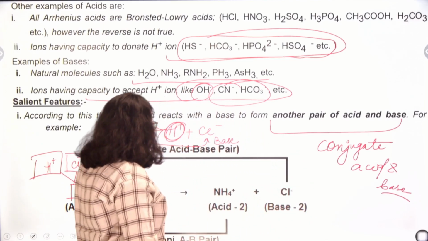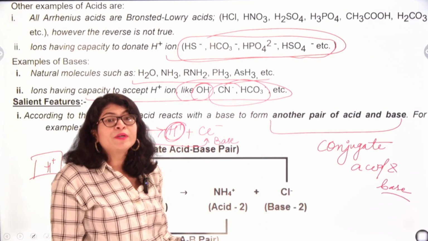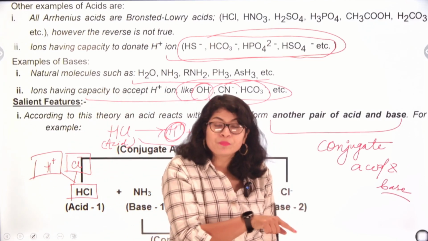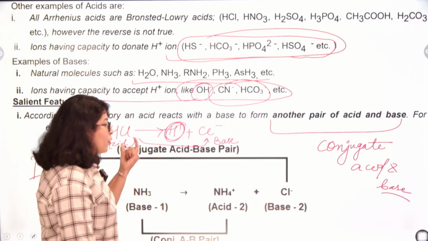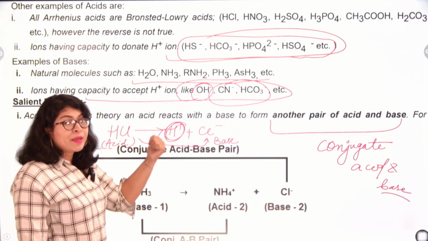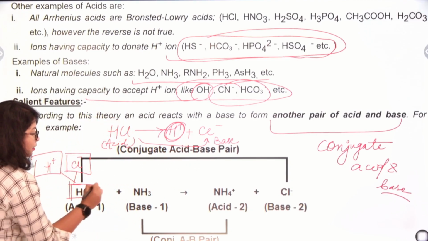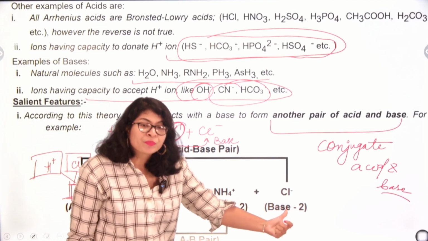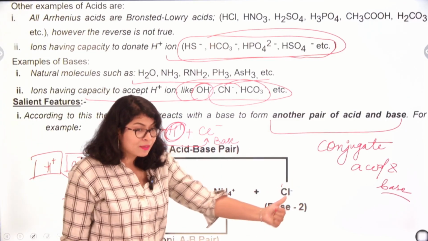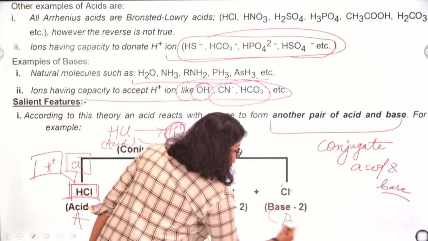So if an acid is liberating H plus ion, it results in the formation of its conjugate base, which now has a tendency to take up H plus. Okay. So this is what I call the conjugate acid base pair. Now if I move on to this example, here HCl gave off its H plus, it liberated the Cl negative, which is the conjugate base. Okay, if this is the acid, then this is the conjugate base.